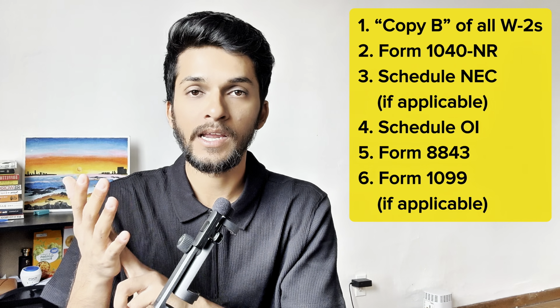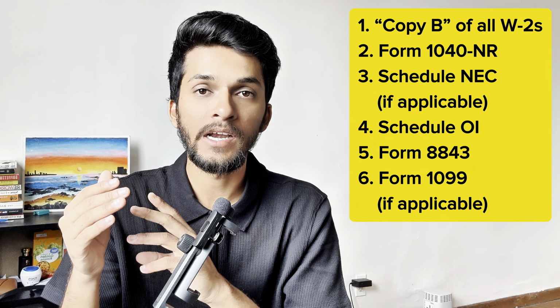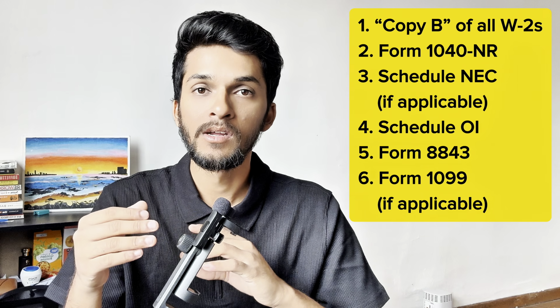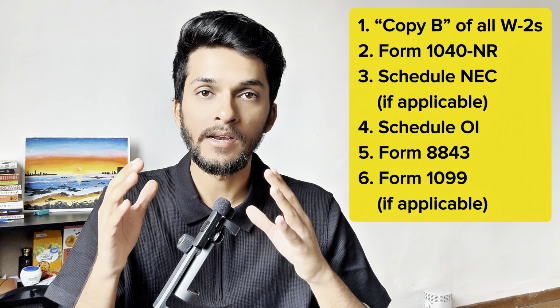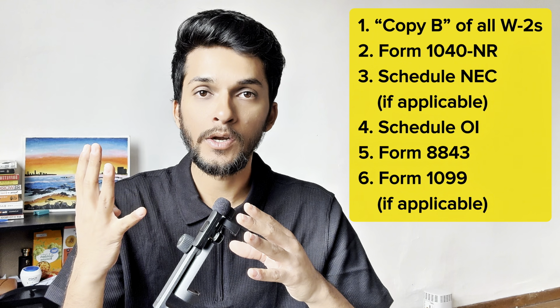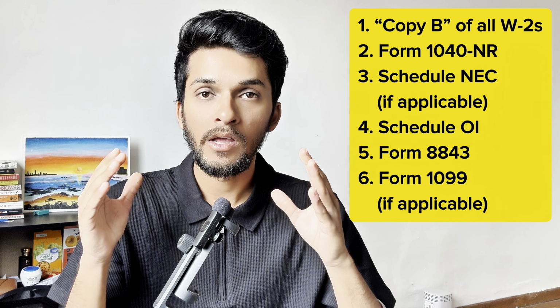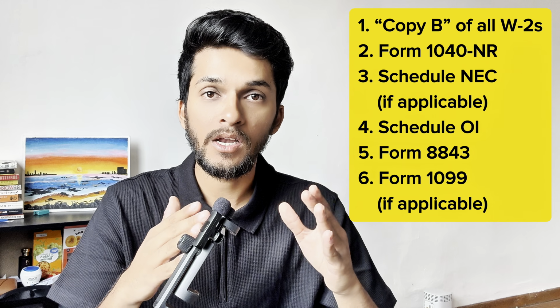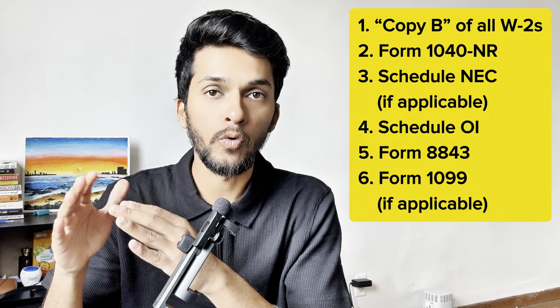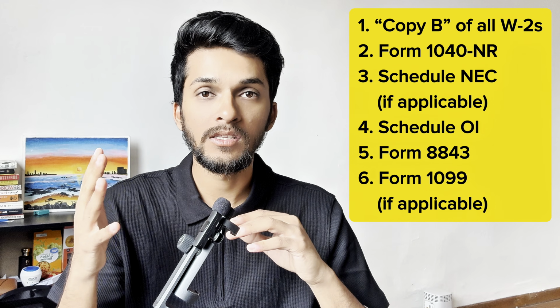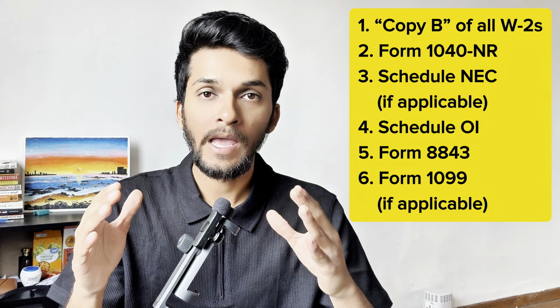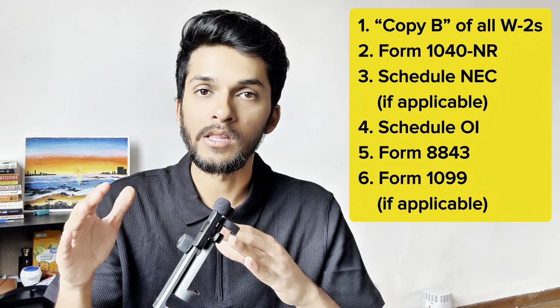Just to summarize in the correct order, the set of documents are: 1. Copy B of all the W2s. Second, form 1040NR with sign, date, phone number and email on the second page. Third is Schedule NEC if you had interest and dividend income. Fourth is Schedule OI without sign. Fifth is form 8843. If you are filing it by itself, then only sign it. If you are filing it with 1040NR, you don't need to sign and date it. And the last is the form 1099, only if any federal tax was withheld from your pay. Otherwise, you can ignore this form. And that's it for the order.